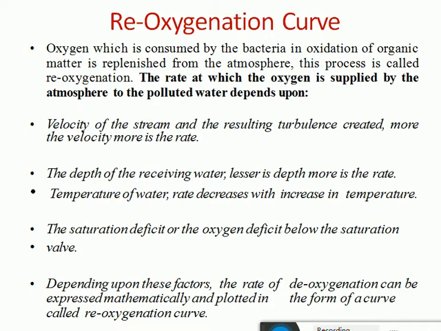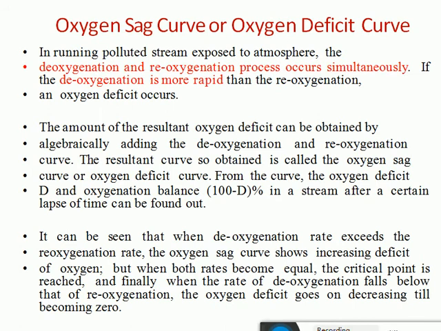Okay, so depending upon these factors, the rate of reoxygenation can be expressed mathematically and plotted in the form of a curve. It is called a reoxygenation curve. Then considering these two things, we have something called the oxygen sag curve, or it is also called the oxygen deficit curve. It is the natural process which happens in self purification, and it is explicitly expressed by these curves.